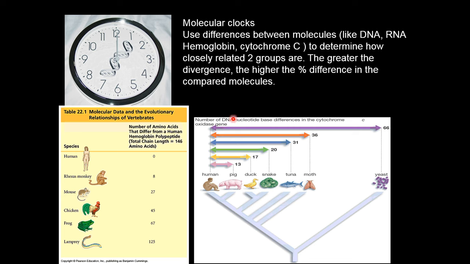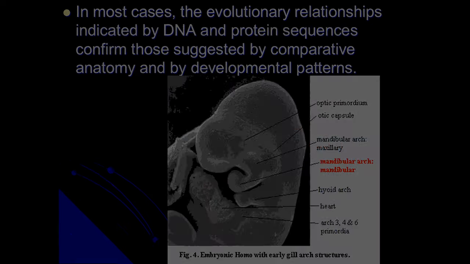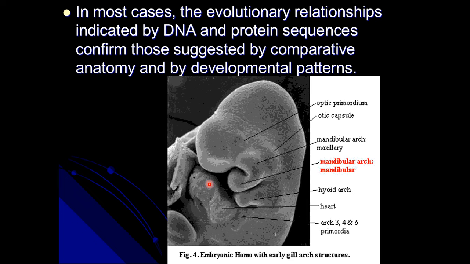So again, if we look at cytochrome C, which is one of the proteins in the electron transport chain of cellular respiration, the human and the yeast have a lot of differences, but a human and a pig have very few. That shows us that the human and the pig are more closely related than human and yeast. Therefore, closely related species will show more similarities than distantly related species. In most cases, evolutionary relationships indicated by DNA confirm those suggested by other areas.